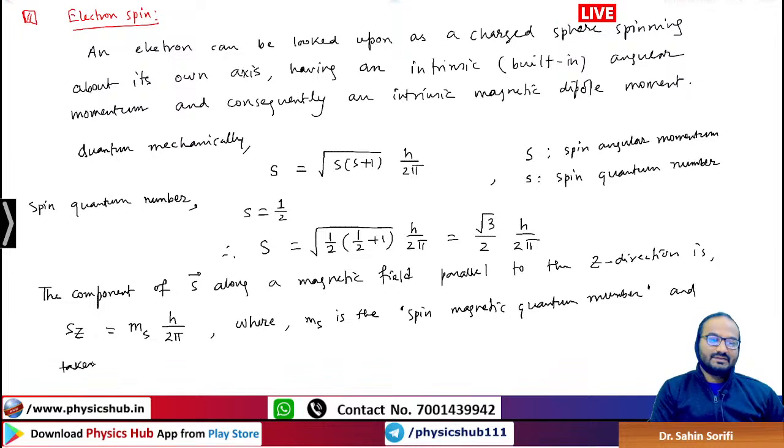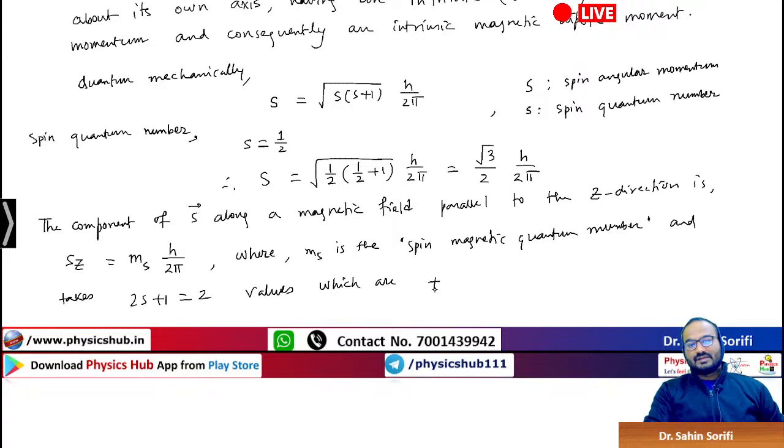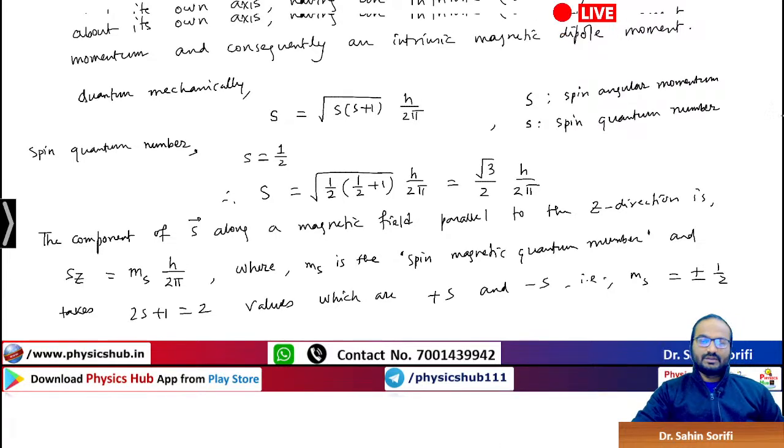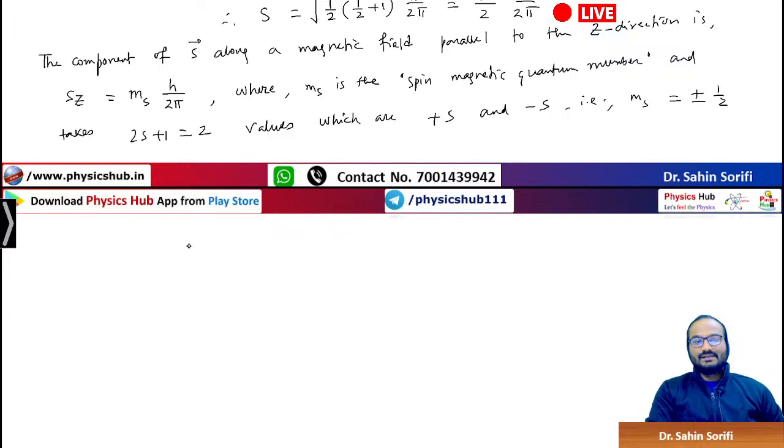And how many values can it take? 2s plus 1 is equal to 2 values. So, s is equal to half, so 2 into half plus 1 is 2. What are those two values? Plus s and minus s. So, if I talk about ms, the values are plus minus half. Only two values are allowed. For L, there are multiple values corresponding to different L. Here only two possibilities, plus half and minus half. So, we can say that Sz is equal to ms h cut, ms into h by 2 pi, it means plus minus half into h cut.